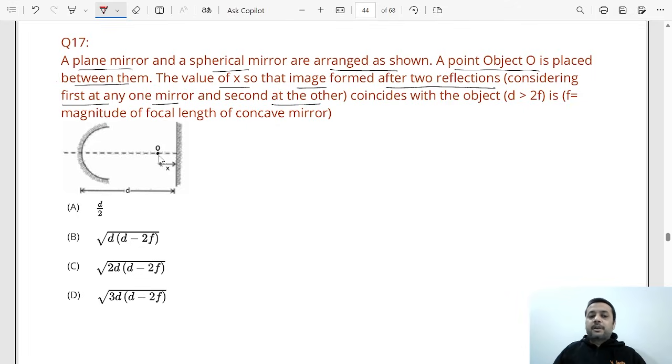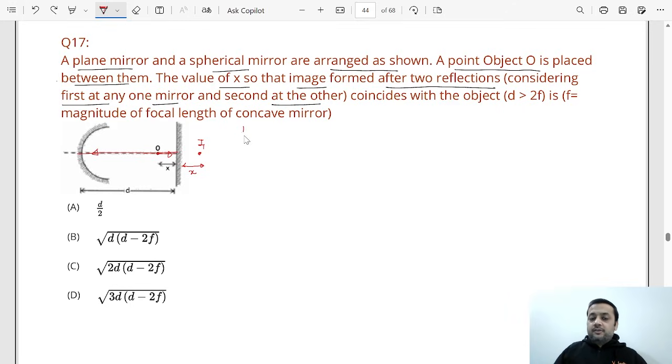It will keep things simple. If the object is here, the plane mirror will form the image over here, and this distance will also be x. Now look, this image will serve as the object for the concave mirror, because light will go like this and it will now come back and strike the concave mirror. So for the concave mirror, I1 will act as the object.